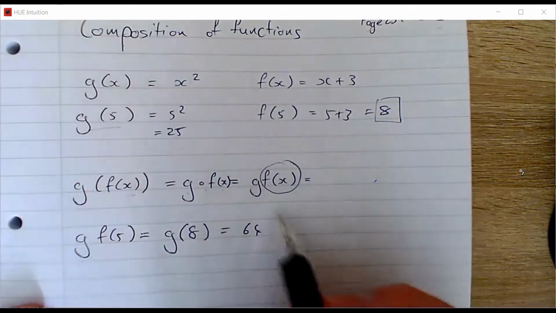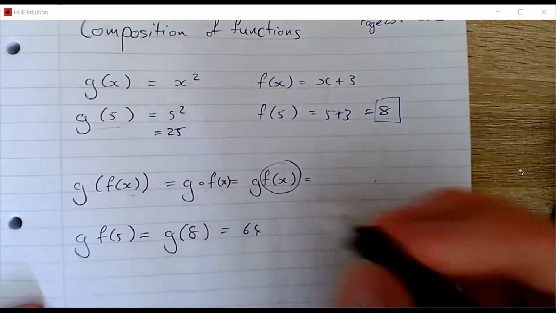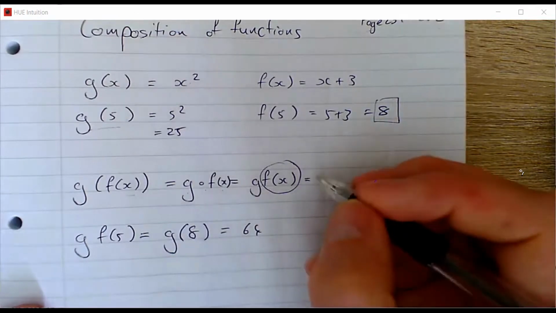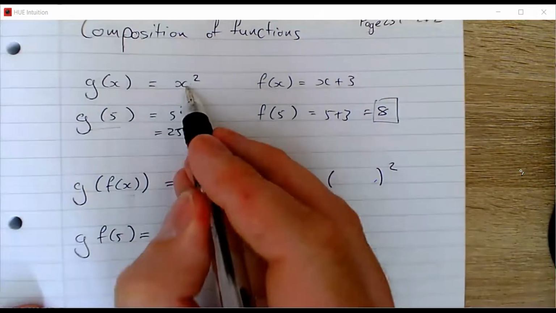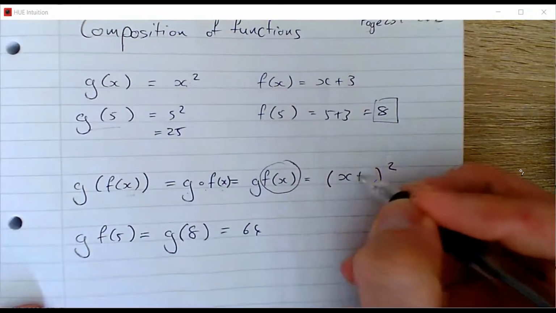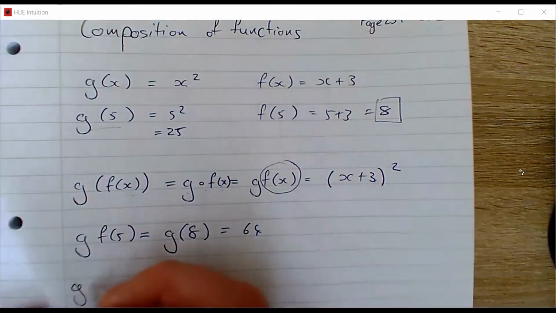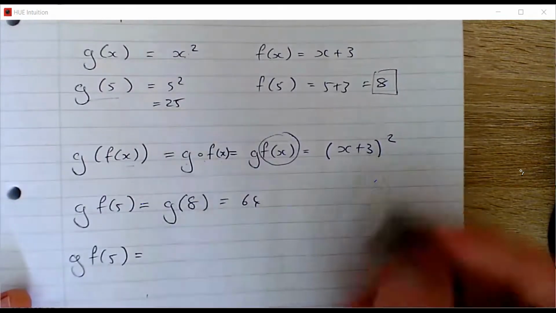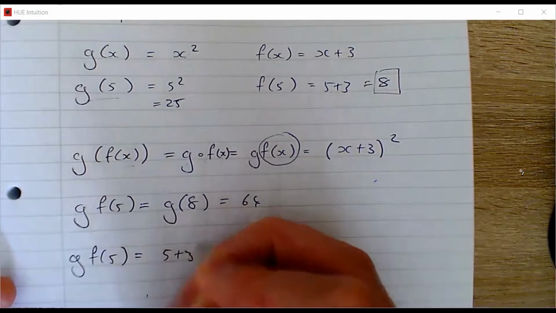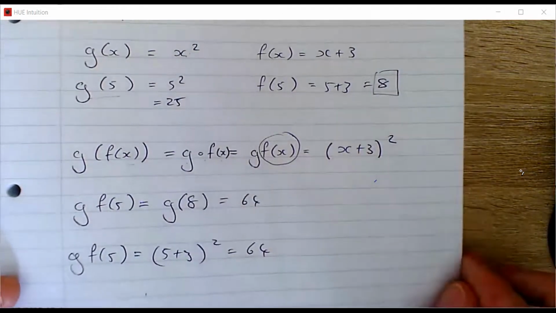And in general, you can create a rule to calculate this in one step. You can say g of f of x is something squared, and it's x plus 3 squared. So if you were given g of f of 5, another way you could do it is to say 5 plus 3, squared, and that would also give you 64. Okay, so that's called a composition of two functions.